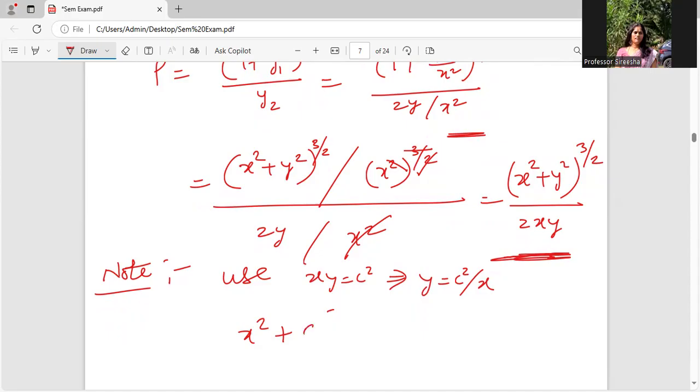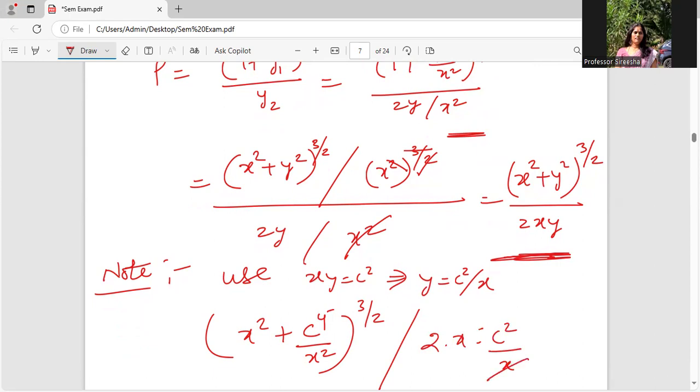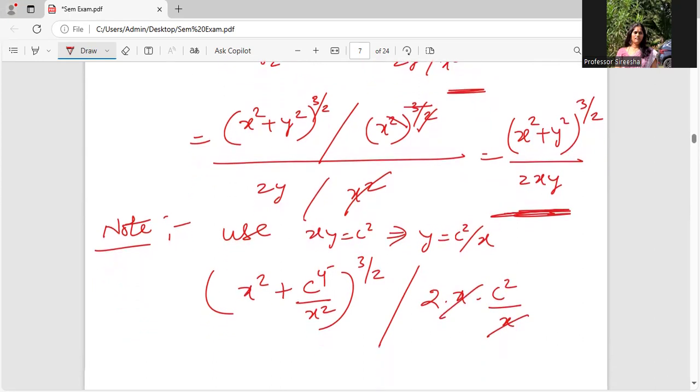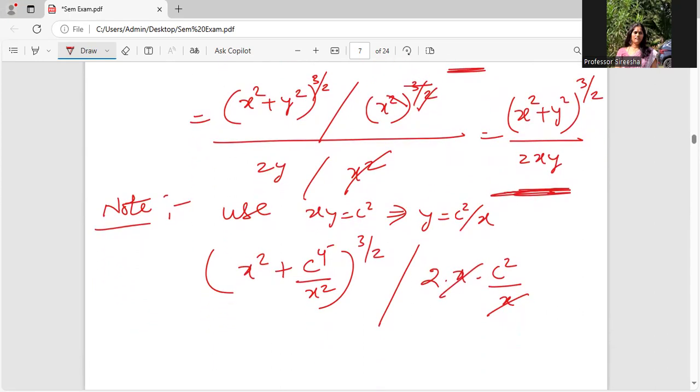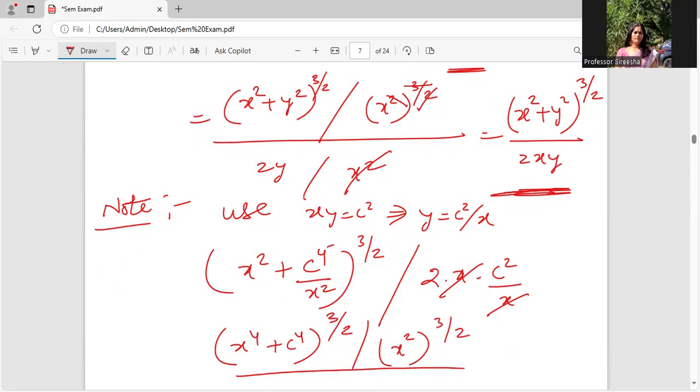Okay. So I'll be having (c⁴/x²) whole power 3/2 by the denominator, which is 2 into x into c²/x. The y value is c²/x, right? So I can as well write it like this: (x⁴ + c⁴) whole power 3/2. And in the numerator I have (x²) whole power 3/2, and in the denominator I have 2c², guys.